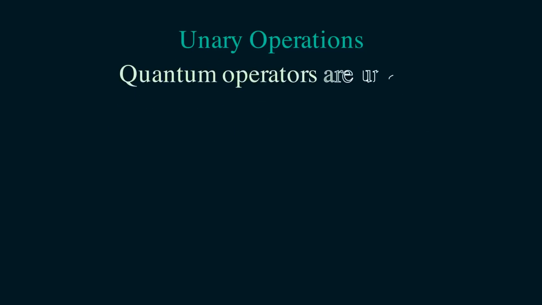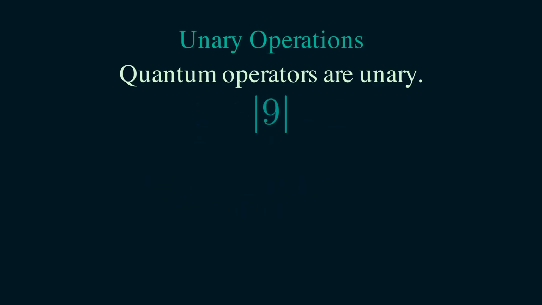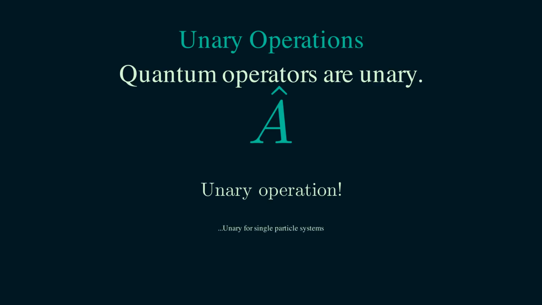The first thing I want you to note is that quantum operators are what's called unary. This means that they act on only one thing, and that thing is the wave function. As an example, the operation of taking the absolute value only needs one number. You have a number and then you take the absolute value. So it's a unary operation. Quantum operators are like the absolute value in the sense that they are unary. They only act on one wave function.